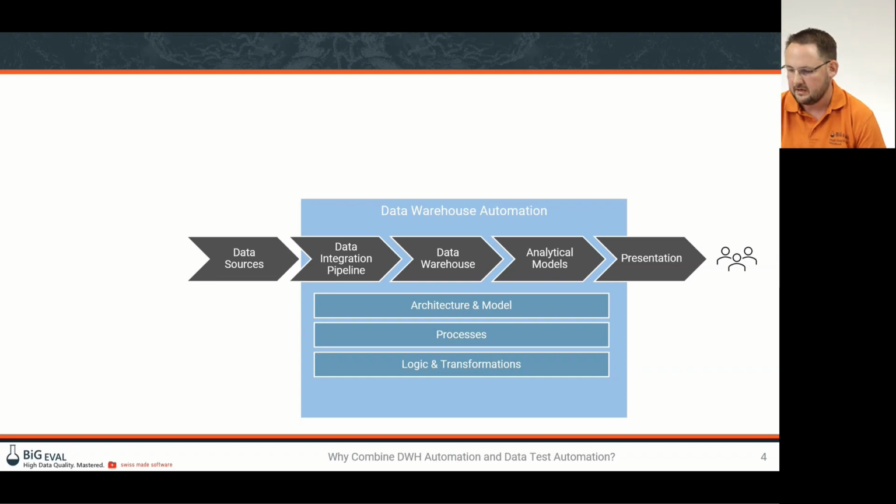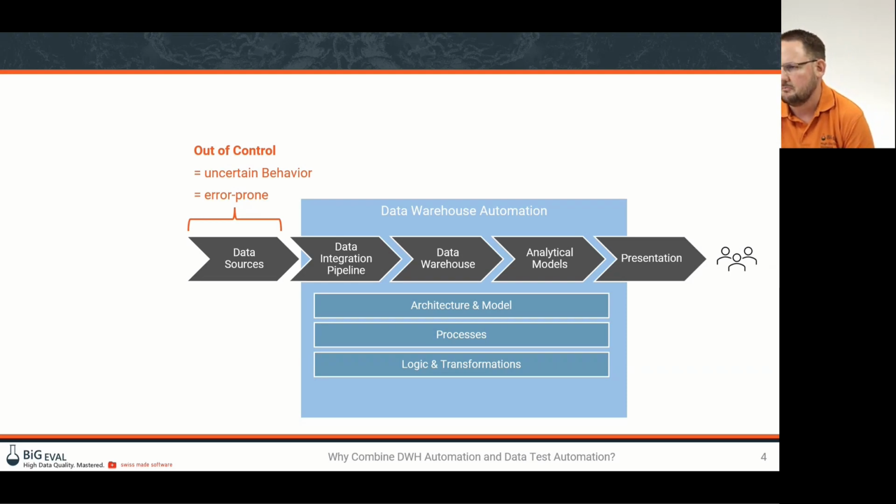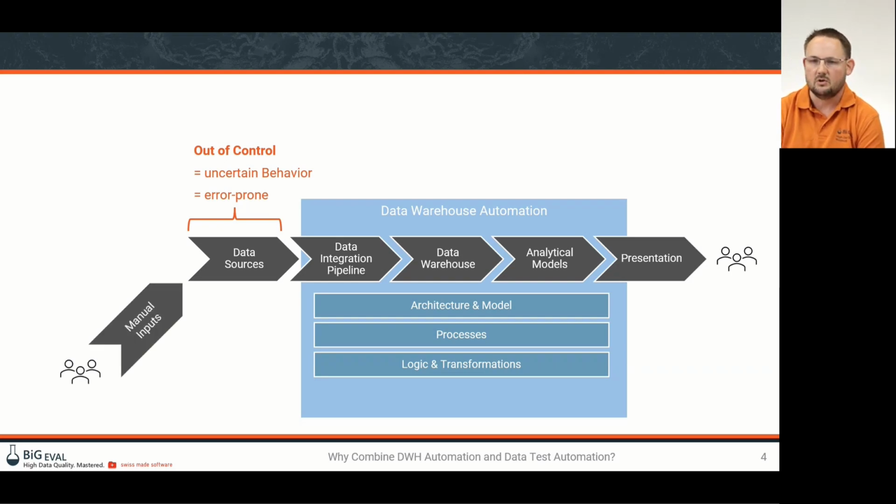But there are issues. First of all, you usually have no control over your source data. And that means there could be uncertain behavior, or it could be error prone. I have two examples of why this could happen. First, you may have manual inputs from users in business applications. You all know your users are very creative, and if they need to do anything special that is not covered by the business application, they will find a way to do it. And trust me, this leads to problems in your data integration pipeline.